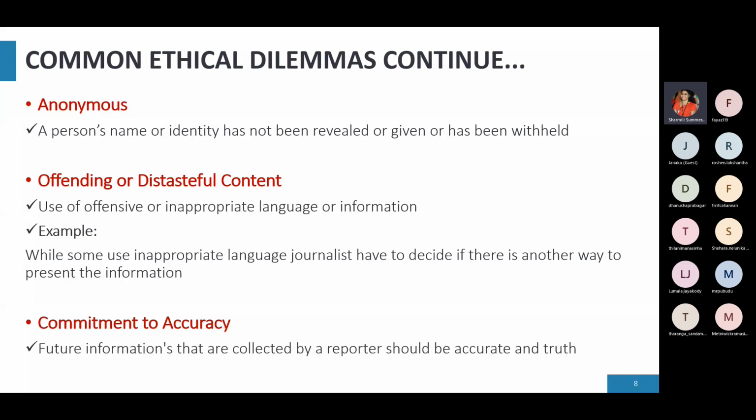So that is offending or distasteful content. Then the commitment to accuracy. The information that we are taking for any future activities should be accurate. So as a reporter or any other employee, you can't take inappropriate or inaccurate information. You are committed; you need to take accurate information.